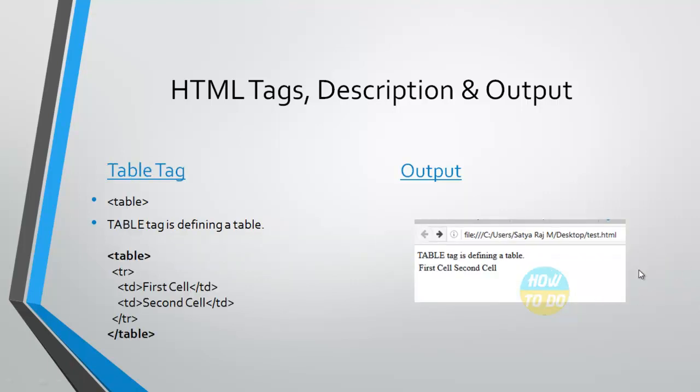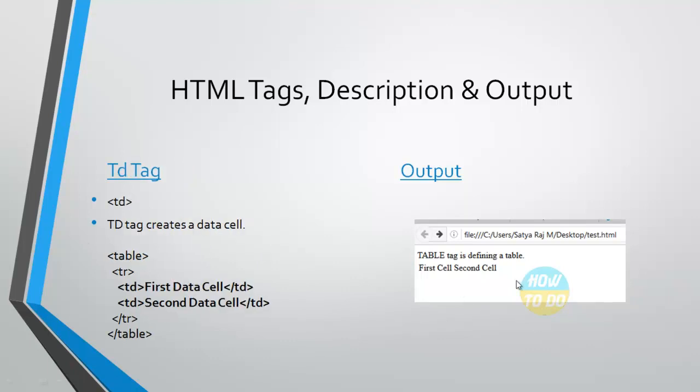Next comes the table tag. By using the table tag, we can define a table by using this particular syntax, and this will be the output for the same. Next comes the TD tag. The TD tag creates a data cell. This is the format for TD syntax, and this is the output for the same.